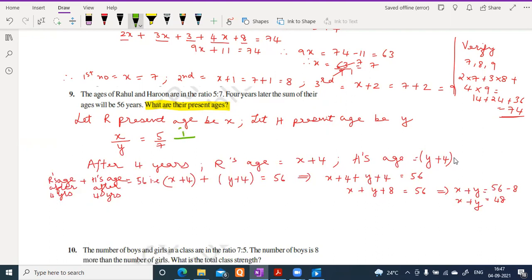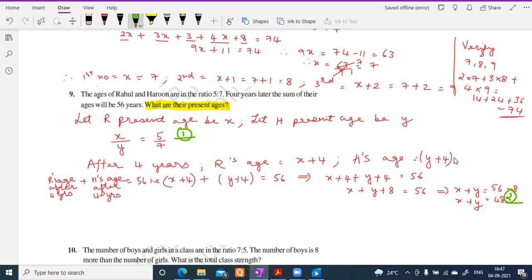Okay. So now we have got two equations. This is equation number 1. This is equation number 2. And we have two variables. So in general, how many ever variables you have, that many equations you will have.